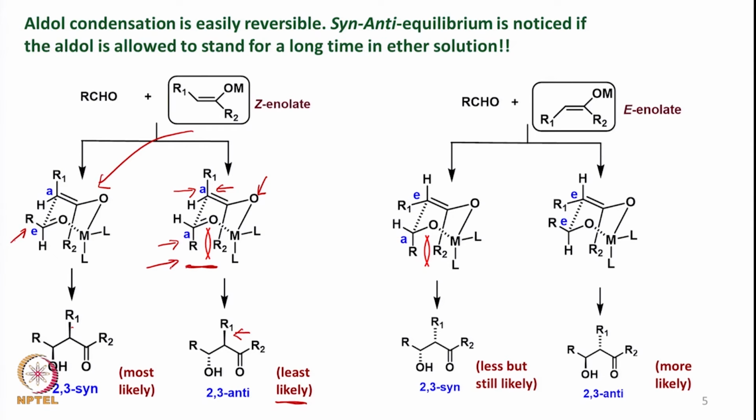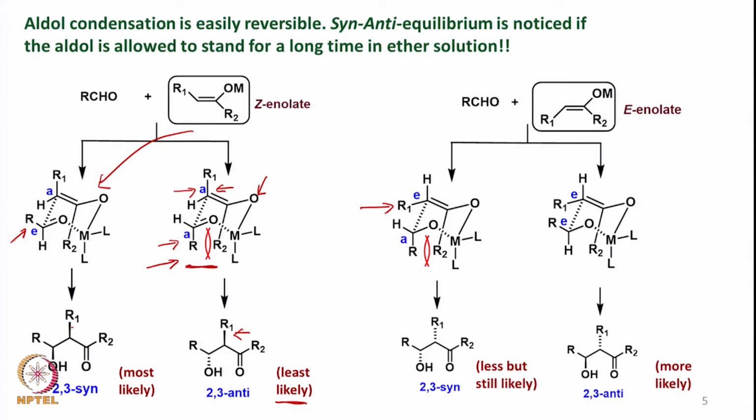Therefore, this is least likely and this is most likely. Now, we turn towards the E-enolate, and as you can see the same type of orientation that we can show. But in here now, since the E-enolate is there, the R1 group is opposite to the OM and therefore it is orienting in an equatorial position.